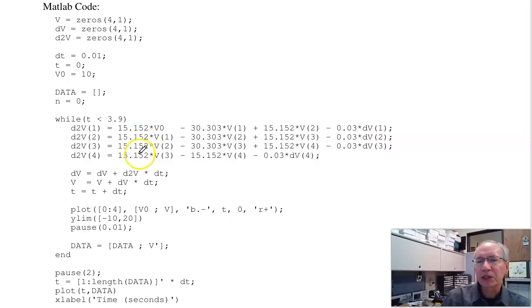Once I calculate the second derivative, I integrate, and I get the first derivative. Integrate the first derivative, I get voltage. Now plot the voltage as time goes by, and here's what it looks like.